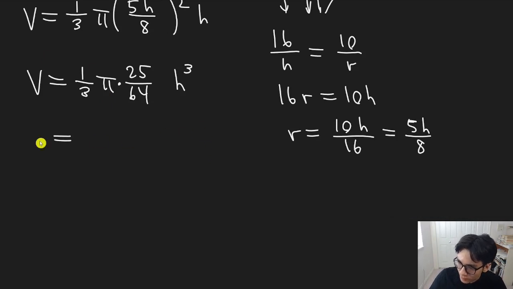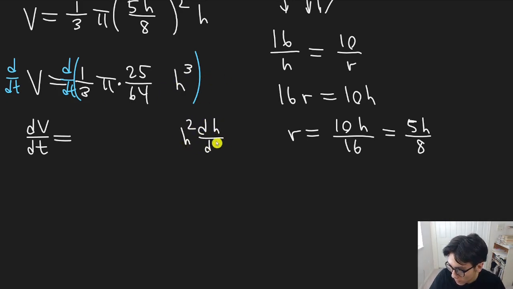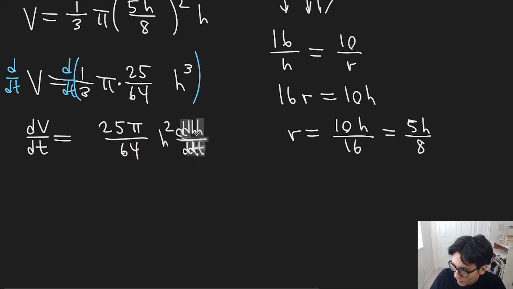Then we take the derivative with respect to time. So you could write it like this: d/dt, d/dt. And on the left side, we're going to have the derivative of volume with respect to time. On the right side, this is just a constant, so it's just going to come along for the ride. And then when we take the derivative of h cubed, we get 3h squared dh/dt. Now again, the 3 is going to cancel out with the 1/3. So the number part in front is going to be 25 pi over 64. Okay, so just like that.